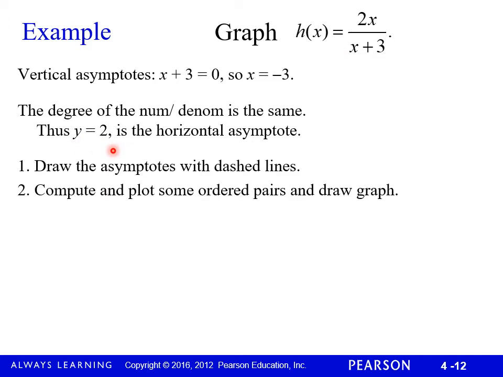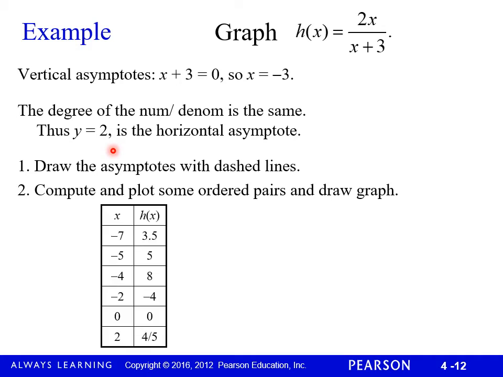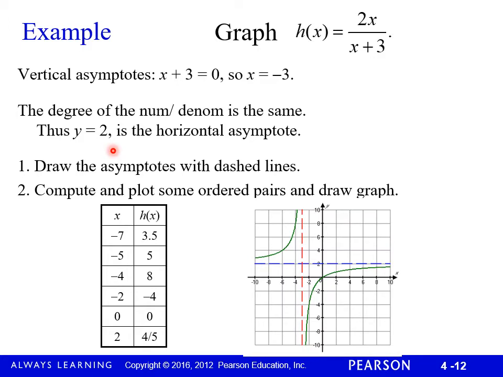We draw the asymptotes with dashed lines, and then we compute and plot some ordered pairs, and then draw the graph. And here we have that graph. You can see the horizontal asymptote, y equals 2 in blue. You can see the vertical asymptote at x equals negative 3 in red. And then you can see some of these points that are plotted based upon our table here. Okay? You can slow this down. You can pause it and go back and listen again. But we're going to find the vertical asymptote through the denominator equals 0. And then we're going to find the horizontal asymptote by looking at the degrees of the numerator and the denominator.